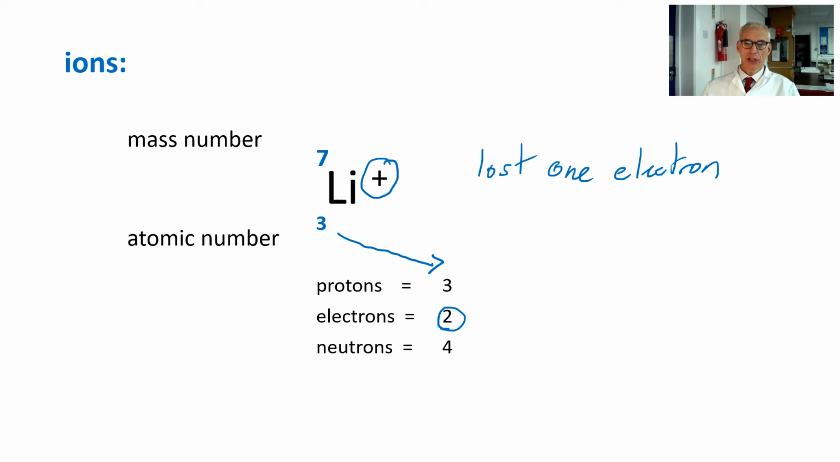So it's a 1+ charge because we've got 3 protons and only 2 electrons. So 3 positives and 2 negatives, overall 1 positive. The numbers of neutrons remains unchanged. That will still be 7 minus 3 equal to 4.